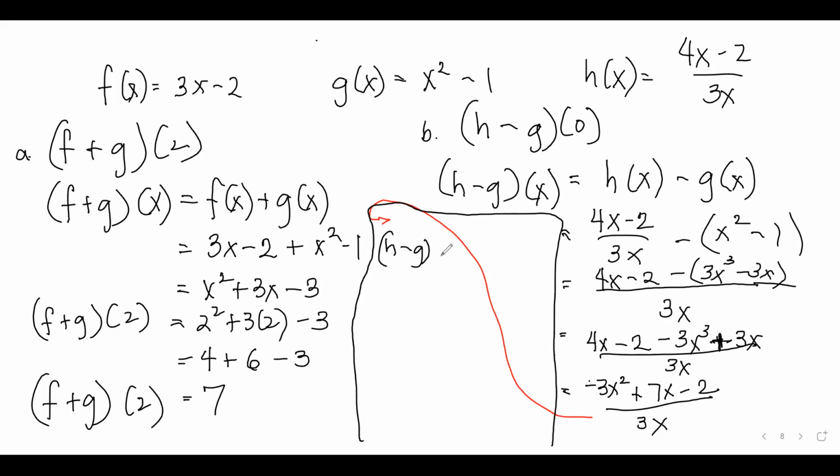H minus G of 0 is equal to negative 3, 0 squared plus 7, 0 times 0 minus 2 over 3 times 0. A class question. Any number multiplied by 0 is what? 0, sir. 0. Okay.